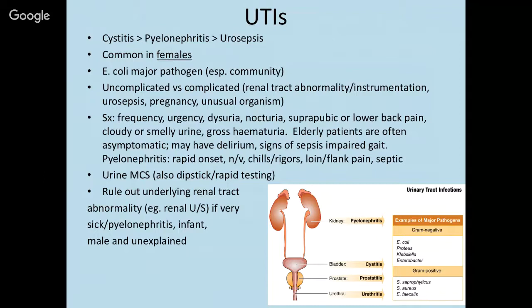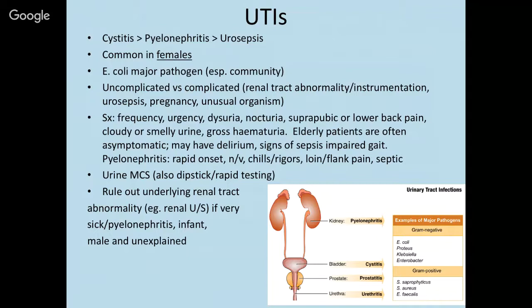Urosepsis is also kind of like pyelonephritis, but you get the sepsis as well. E. coli is the main thing. Most UTIs are caused by E. coli, especially in the community. So if you're in the community, not in the hospital, and you have a UTI, it's pretty much always E. coli. The second bug is Staph saprophyticus. In hospital, you get other gram-negative rods like Proteus, Enterobacter, and Klebsiella, and even Pseudomonas sometimes.